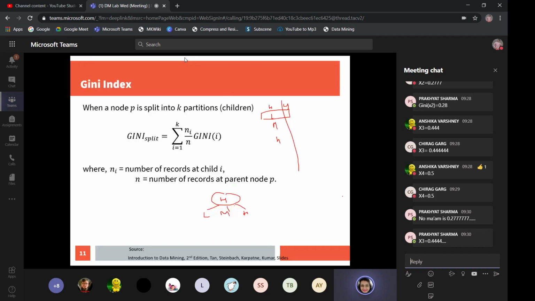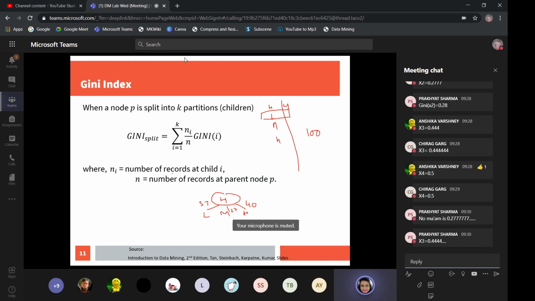So when you have low, medium and high, in that scenario, out of 100 records, how many belong to low? Let's say 37. And let's say 23 belong to medium, and the rest, 40, belong to high. Now if you want to compute the Gini of the split, this is computed at every child.